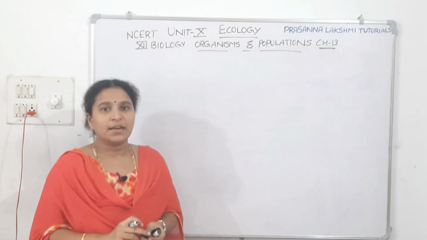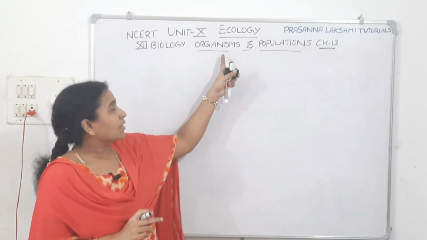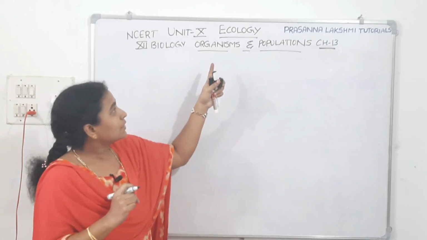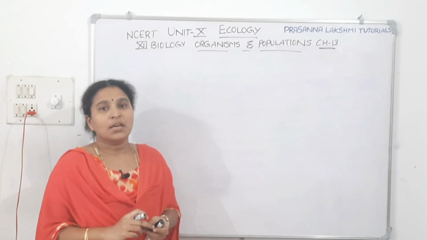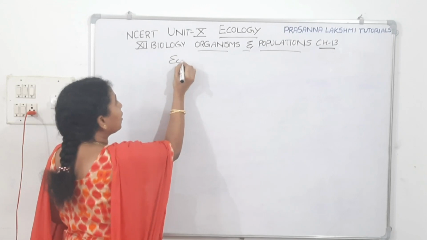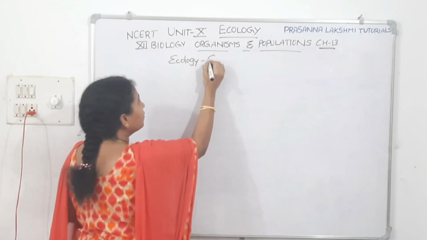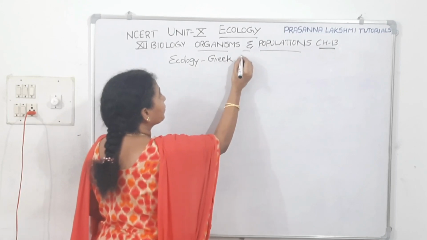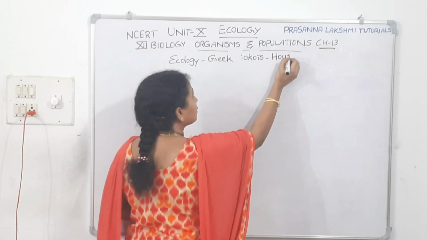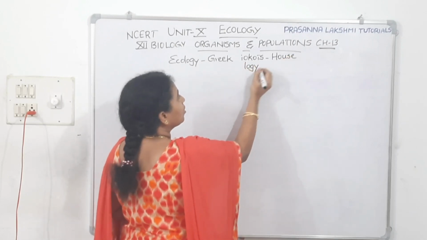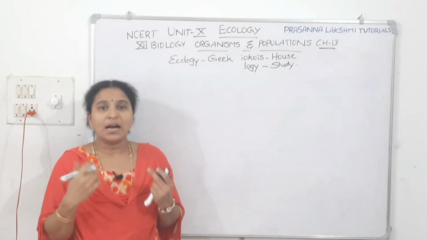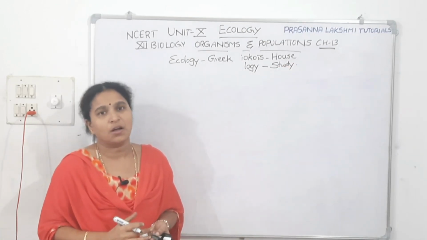Now first we should understand what is ecology to understand what are organisms and what are populations and how are they interactions. So first let us try to understand what is ecology and what's the definition, from where it is derived. If we look at the term ecology, it is derived from a Greek word ekos, means house, logi means study. Ecology means basically it is a study about our surroundings. Our house itself is ecology, right?